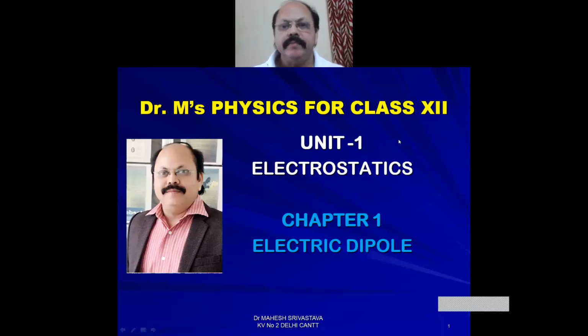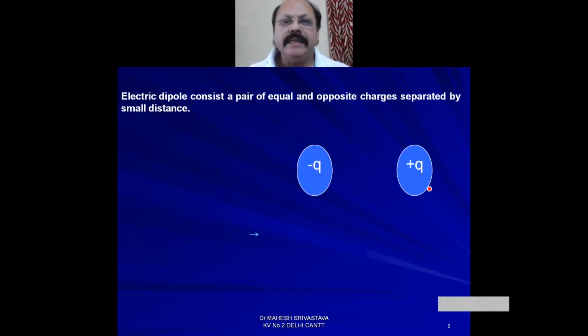Dear students, today's topic of my lecture is electric dipole. So first you understand what is the actual meaning of electric dipole. Electric dipole is a system which consists of a pair of equal and opposite charges separated by a small distance.